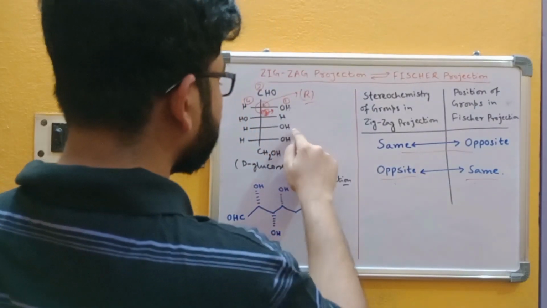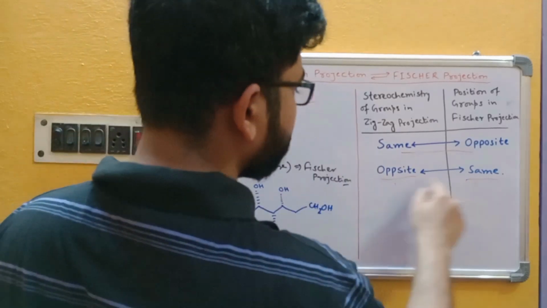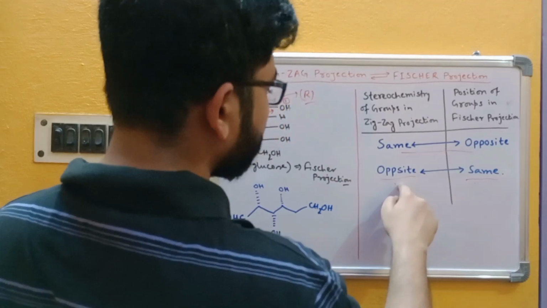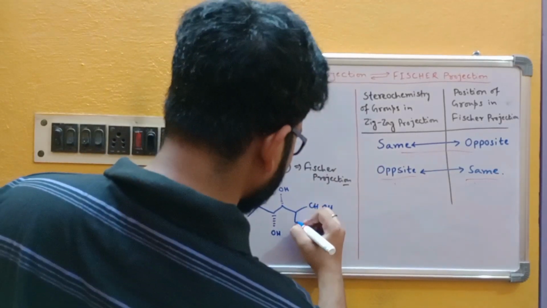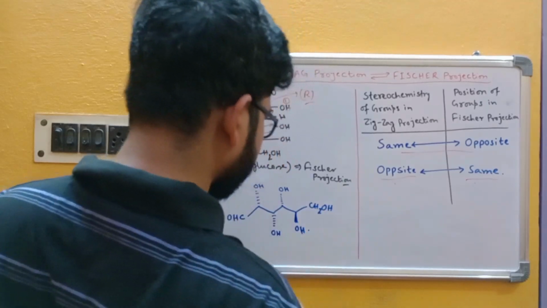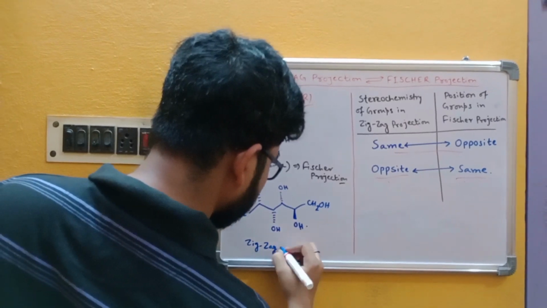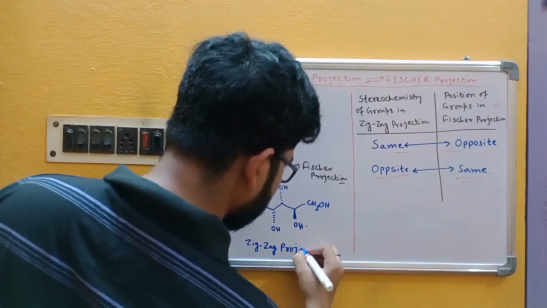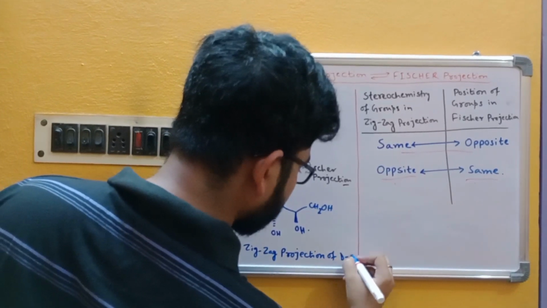Now this OH and this OH are in the same position. So same turns to opposite. So these two OH contain opposite stereochemistry. So this will be above the plane. So this is the zigzag projection of D-glucose.